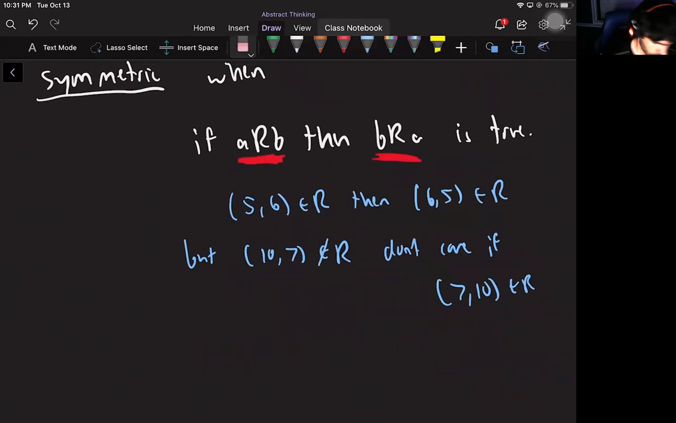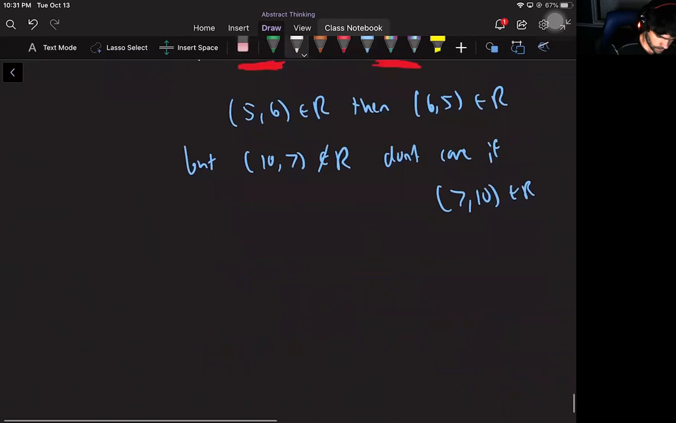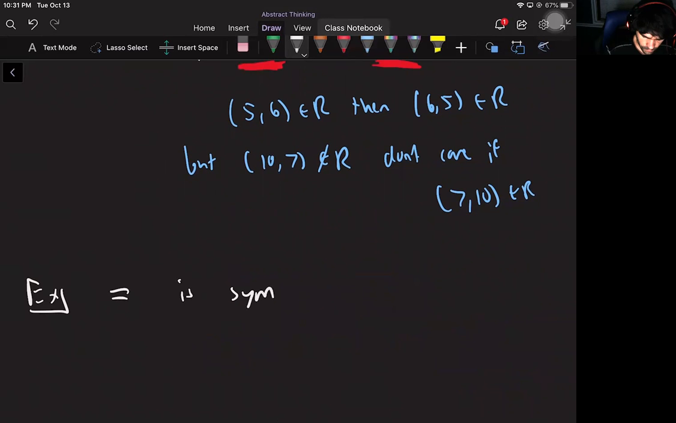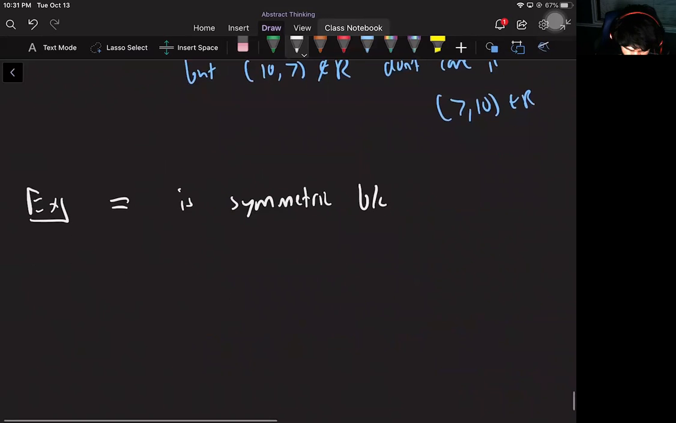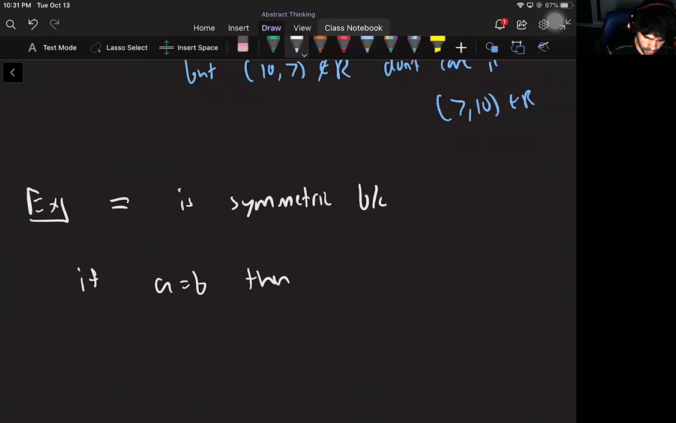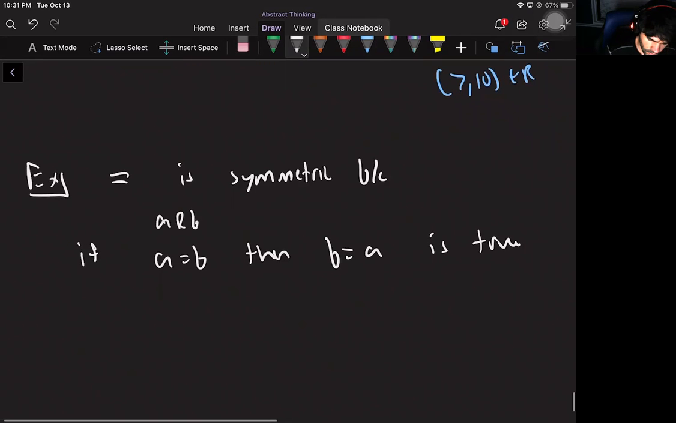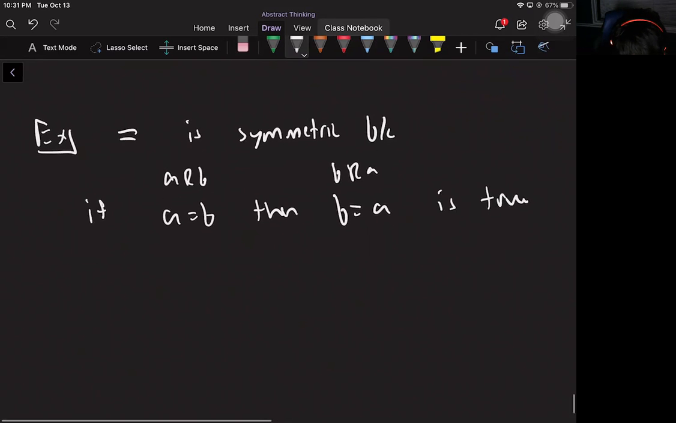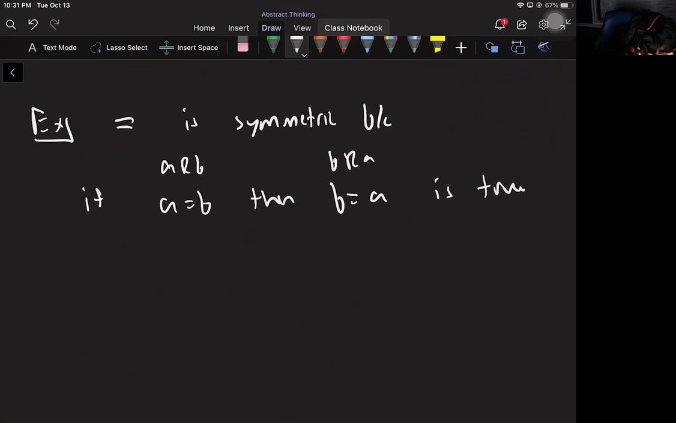Okay. So just a very quick example. Equals is again symmetric because if A equals B, then it's true that B equals A. So if A is related to B, then B is related to A. That always happens just by the definition of what it means for two things to be equal.